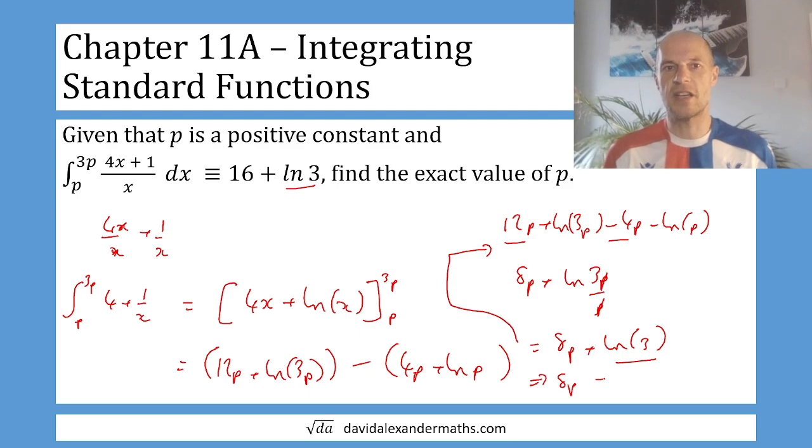So therefore the 8p must equal the 16. So therefore p is 16 divided by 8. So therefore p equals 2. And we're done.